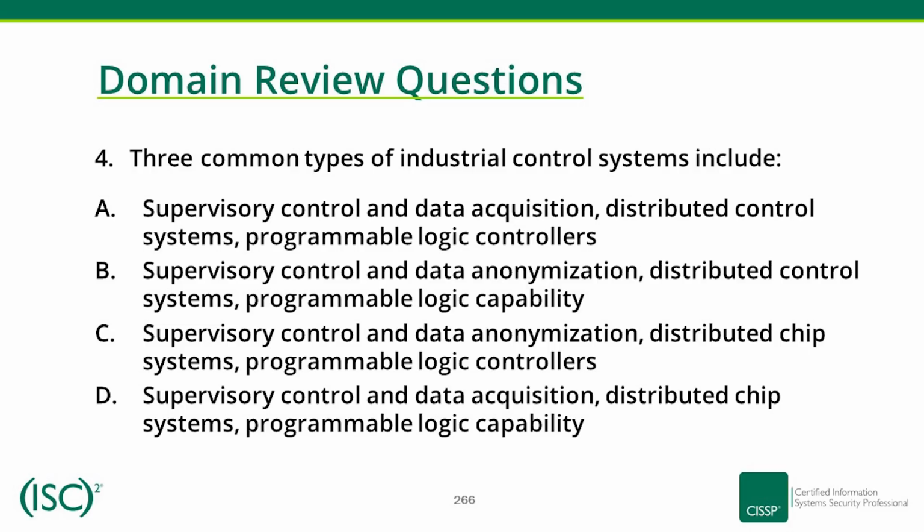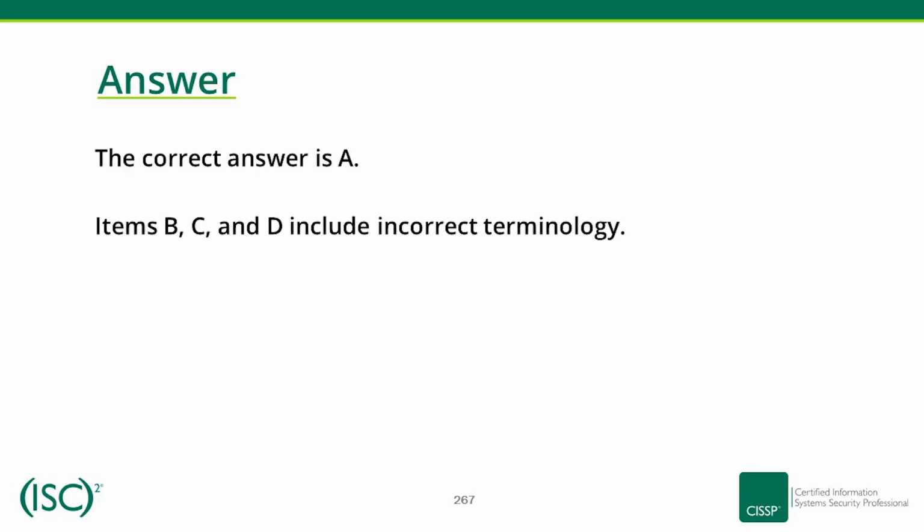4. 3 common types of industrial control systems include A. Supervisory control and data acquisition, distributed control systems, programmable logic controllers. B. Supervisory control and data anonymization, distributed control systems, programmable logic capability. C. Supervisory control and data anonymization, distributed chip systems, programmable logic controllers. D. Supervisory control and data acquisition, distributed chip systems, programmable logic capability. The correct answer is A. Items B, C, and D include incorrect terminology.